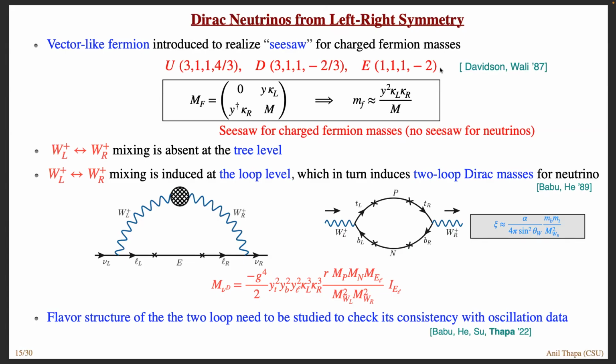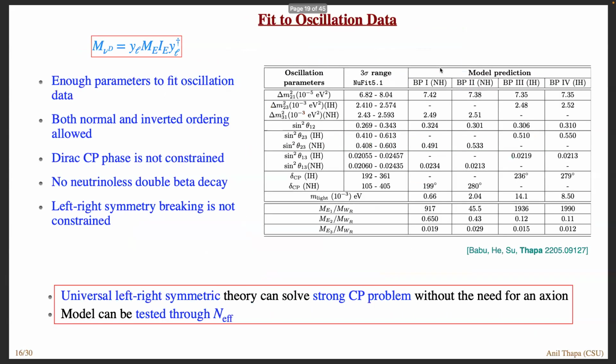Oh, it looks complicated, but the higher the loop, as a theorist, I'm happy. The higher the loop, the more suppression you have. So at two loop, you have a vector-like fermion going to nu R, and you generate a neutrino mass at two-loop order. The flavor structure of this needs to be studied to check consistency with the neutrino oscillation data. So in this kind of framework, you have neutrino mass at two-loop order. Good. So we did that.